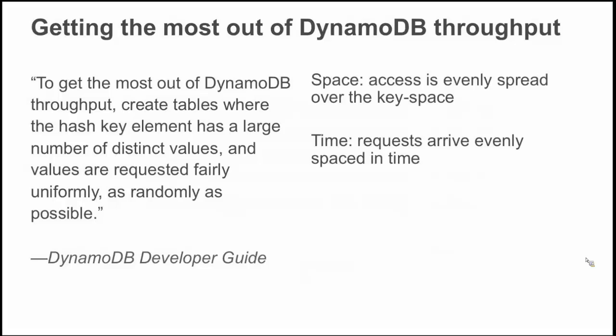We've got two dimensions there again, space and time. We want access to be evenly spread over the key space. We can handle that. That's a design pattern. Generally speaking, there's a way to structure the data in almost every use case that's going to achieve that. As far as time goes, users come when users come, right?